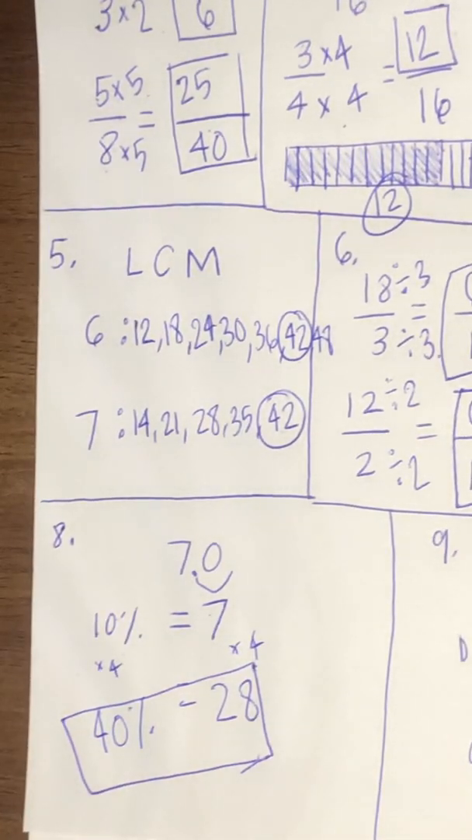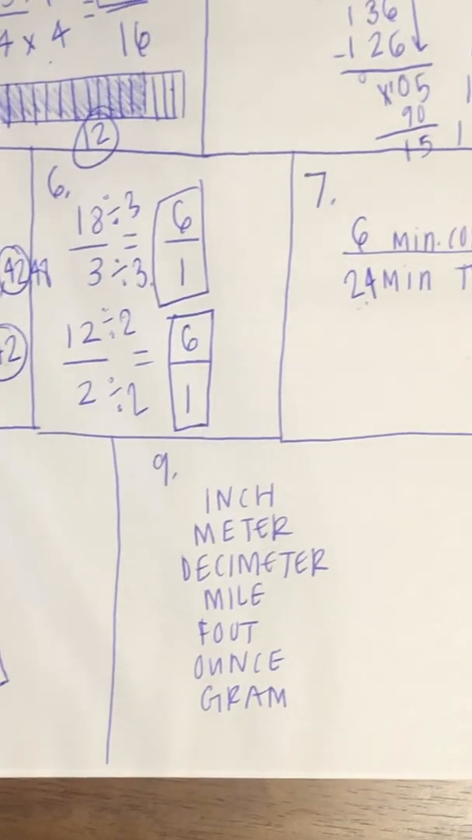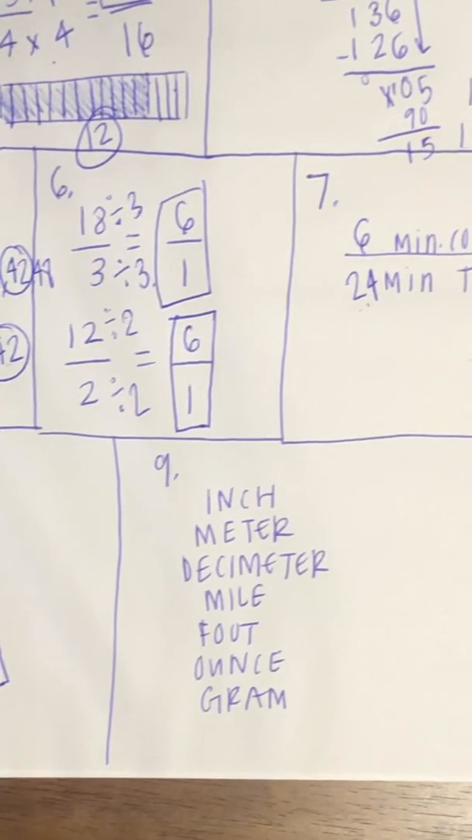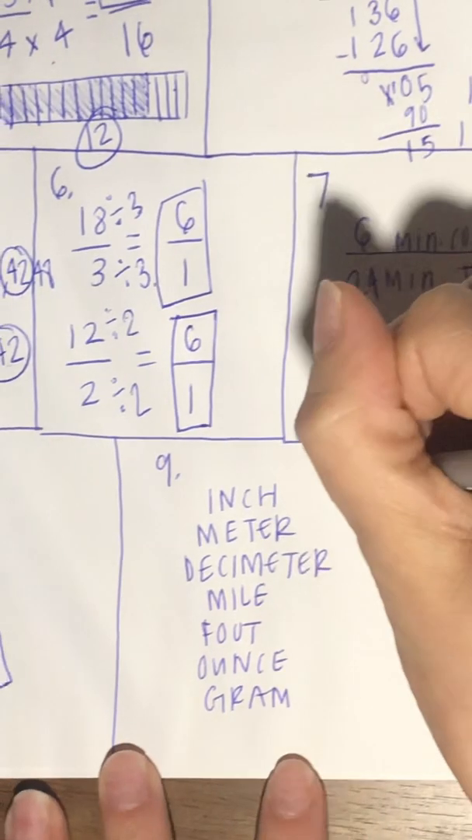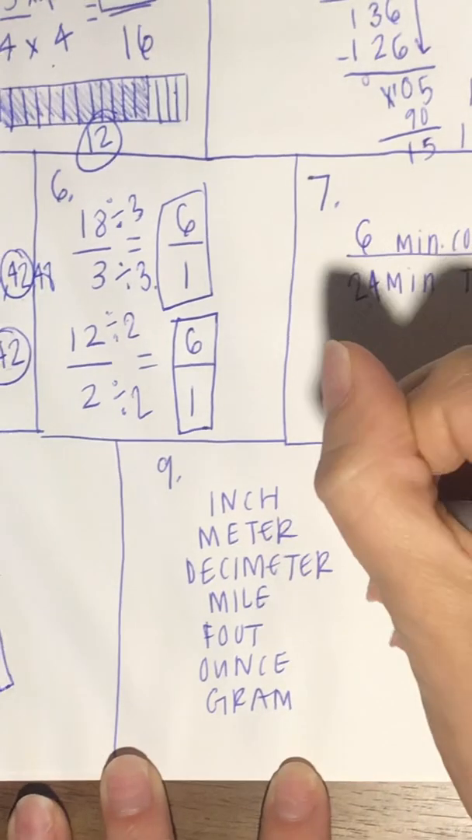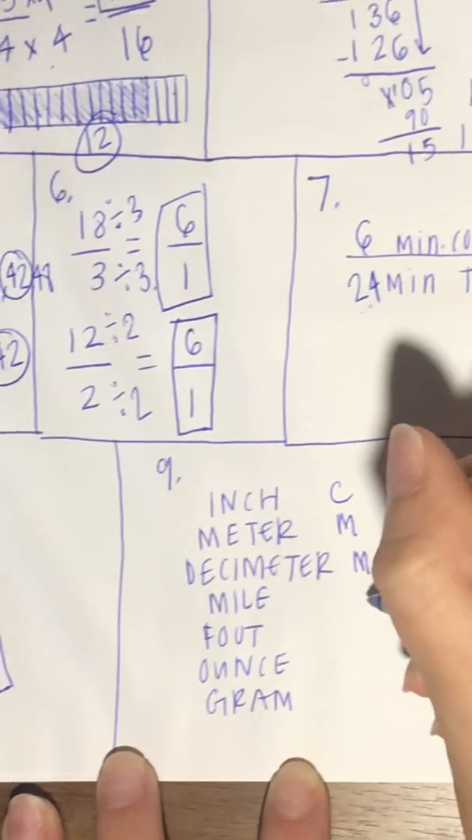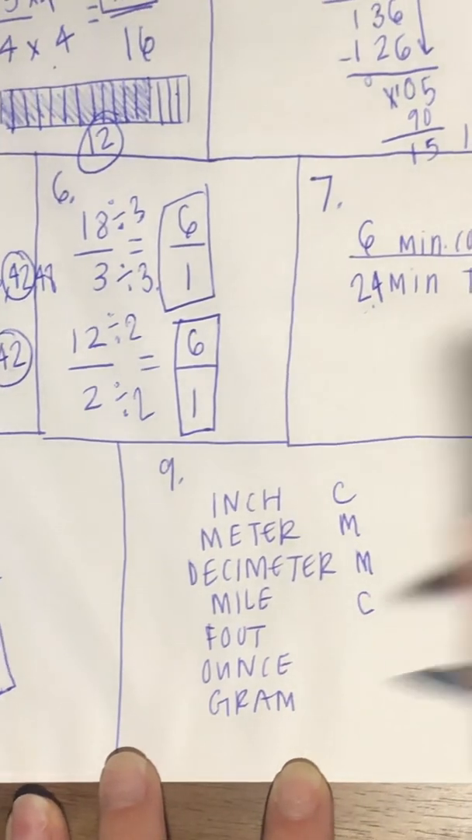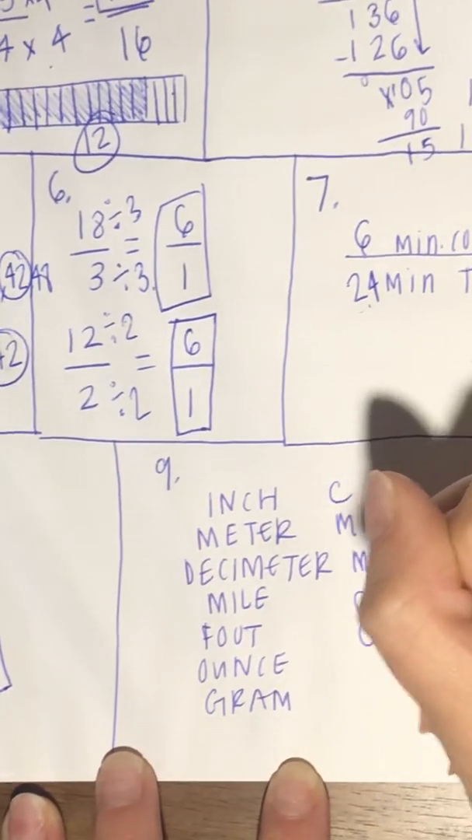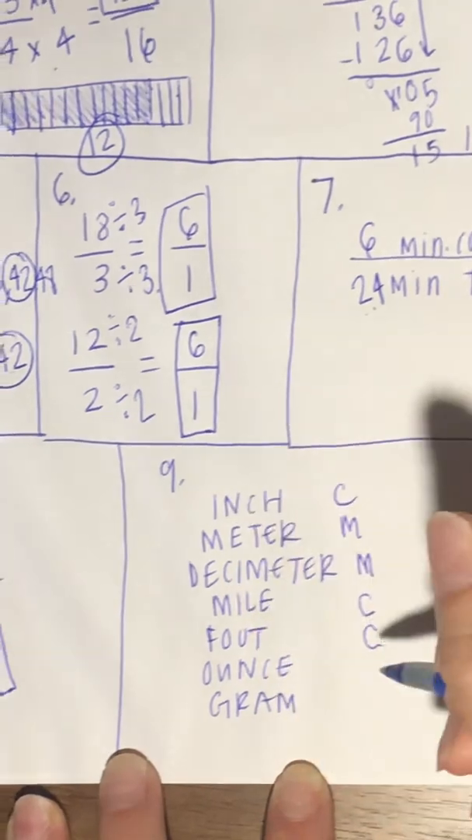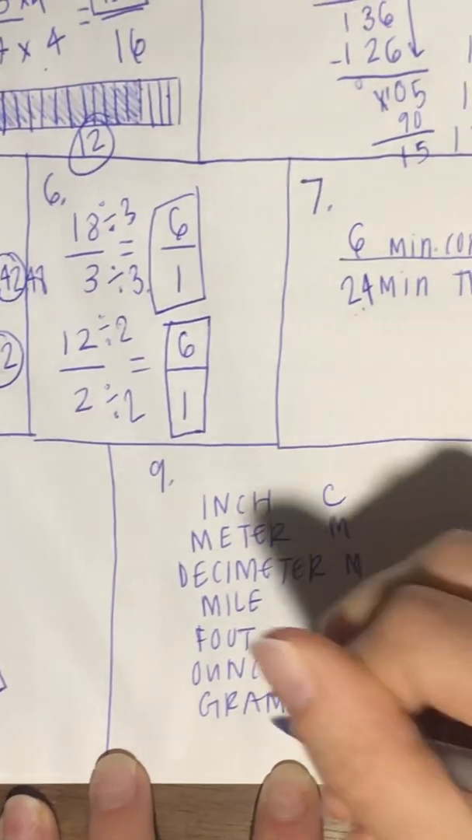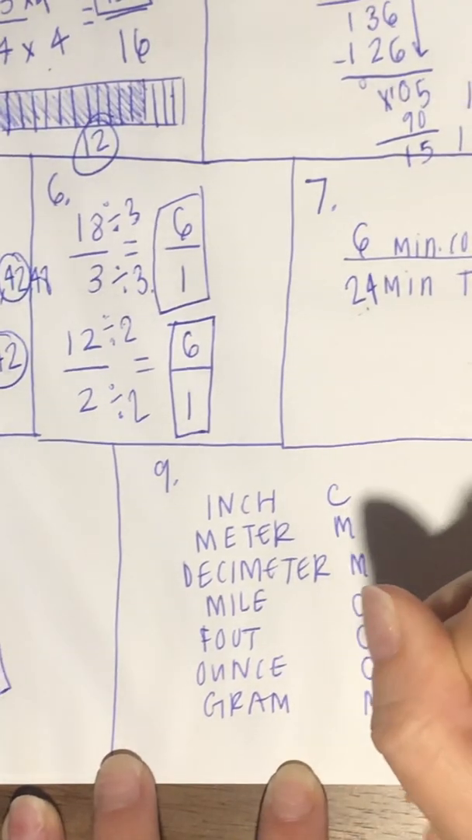And our last problem is just determining which of these are customary measurements or metric measurements. For an inch, that's a customary measurement. Meter is metric. Decimeter, metric. Mile, customary. Foot, customary. Ounce, customary. Gram, metric.